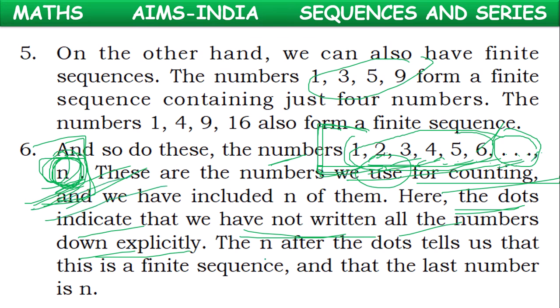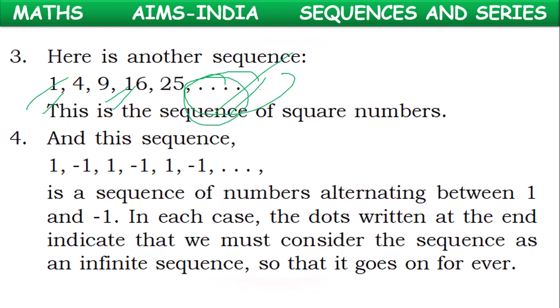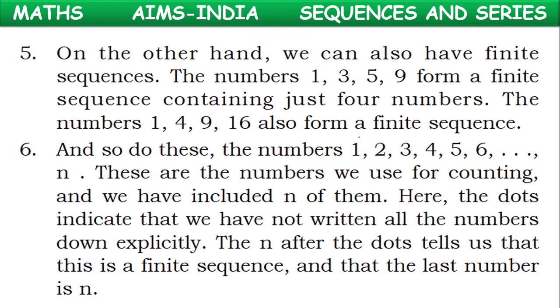So here, if we have n after the dots, then it tells us that it is a finite sequence, and the last number will be n. If after the dots there is no end element, then it is an infinite sequence. If there are no dots, it is a finite sequence. But if there are dots and there is an end element, that is also a finite sequence.